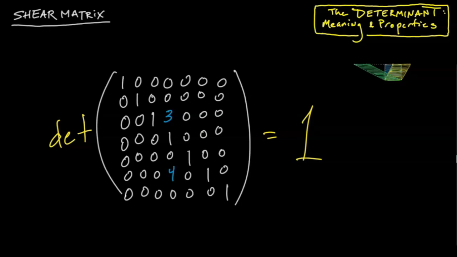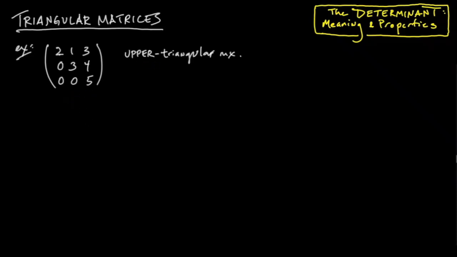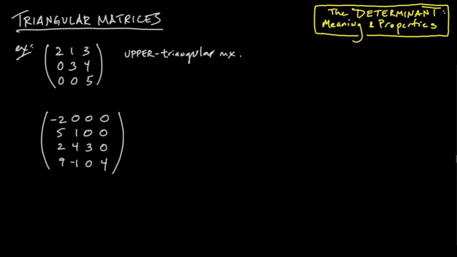All right, so let's put our shears down and turn to the last kind of matrix we will consider in this lecture. Let's talk about triangular matrices. A typical example would be something like this, which would be called an upper triangular matrix, as opposed to something like this, which is called a lower triangular matrix.